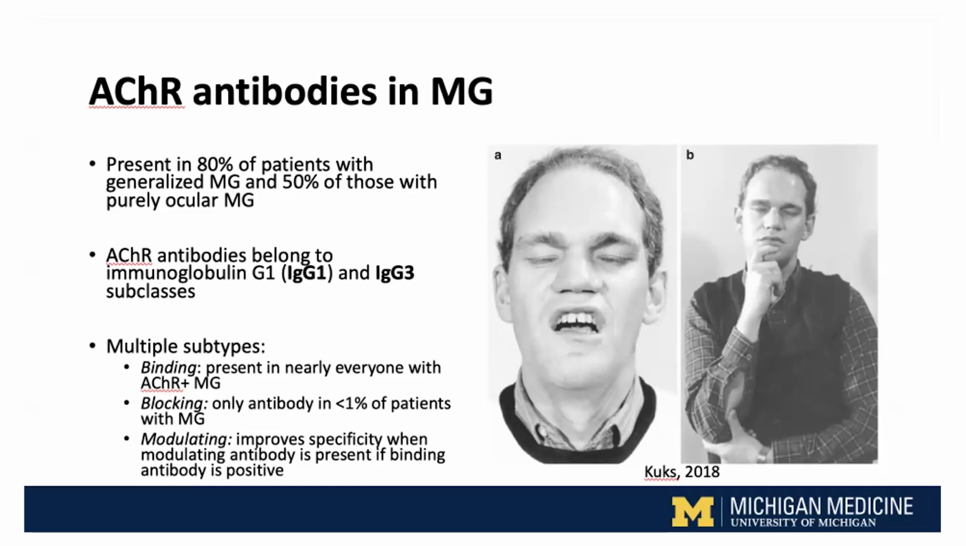When we take the blood test and send it off, there are several different subtypes that are often reported. The binding is the most important, the most prominent one. It's often present in nearly everyone that has acetylcholine receptor antibody myasthenia gravis, but blocking and modulating antibodies can also be reported as well. Modulating can be important because it does increase the specificity of detecting myasthenia gravis, especially if the binding antibody is present.